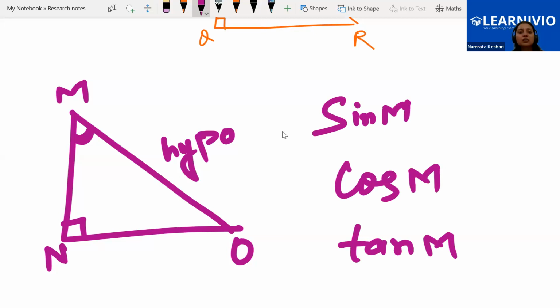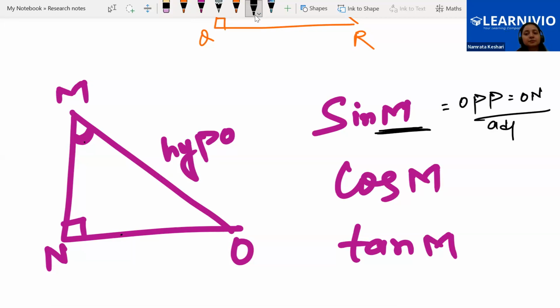कैसे पहचानेंगे कौन सा ऑपोजिट है कौन सा एडजेसेंट है? हाइपोटेन्यूज़ तो पहचान लेंगे, ऑपोजिट और एडजेसेंट कैसे आइडेंटिफाई करेंगे? तो वो डिपेंड करता है कि किस एंगल की बात हो रही है. M के रेफरेंस में ऑपोजिट साइड है ON, और जो बच गया थर्ड साइड वो होगा एडजेसेंट साइड. Here adjacent side is not there. Let me write it separately. Adjacent side will be MN. Okay, जो थर्ड साइड हो गया, जो रिमेनिंग साइड है वो एडजेसेंट साइड होगा.